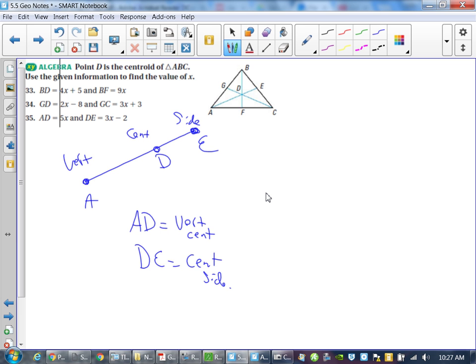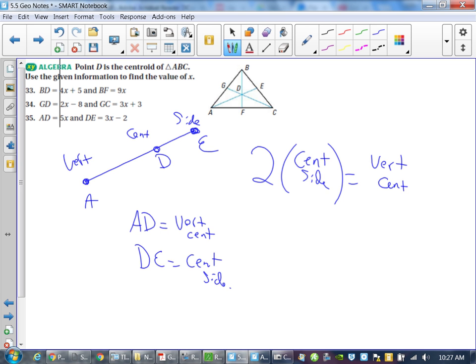Yes, sir? The doubling, yeah, exactly. Now there's nothing wrong with using the half version of it, but if we don't worry about the half version, we don't have to worry about fractional amounts. So whenever I have just vertex to centroid or centroid to side, I'm going to use this version. Because if I double the smaller segment, the centroid to side, it will always equal the longer segment, the vertex to centroid. So I write it out. If I double my centroid to side, it will equal my vertex to centroid.